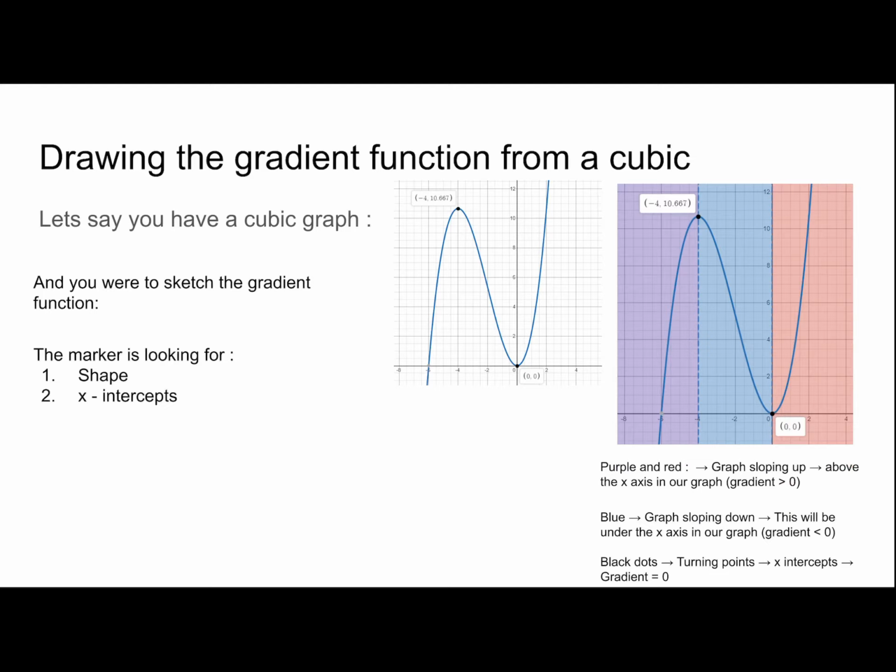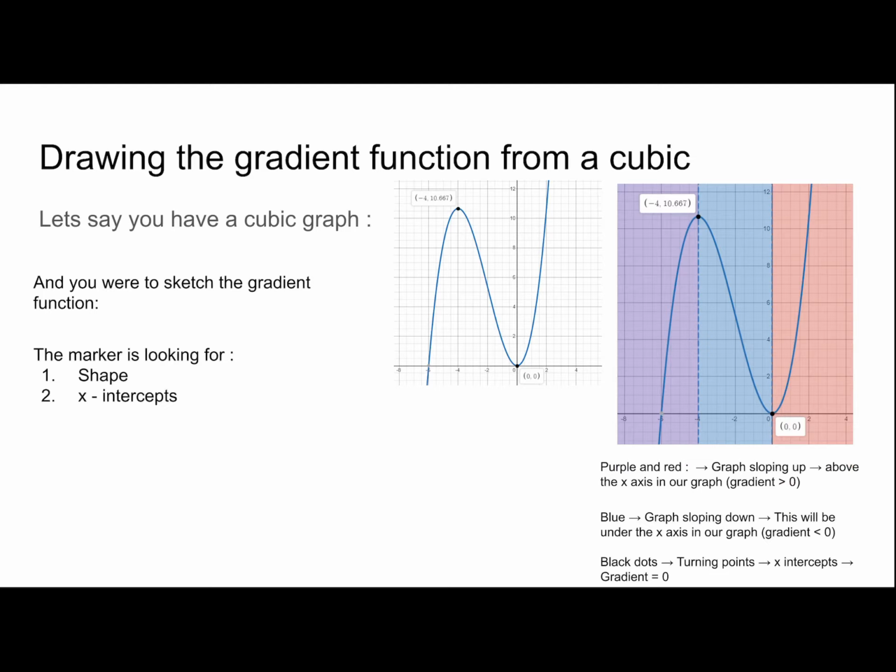On the red region, this is the exact same logic. The graph is going up and away, so it is also sloping upwards. The gradient is more than 0. However, in the blue section, it is sloping downwards, and if the graph is sloping downwards, that means the gradient is less than 0. And we can see the 2 black dots. These 2 black dots are our turning points, and at our turning points, the gradient equals 0. So on our gradient function, those are our x-intercepts.